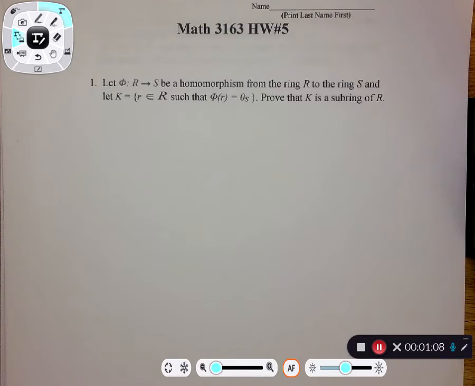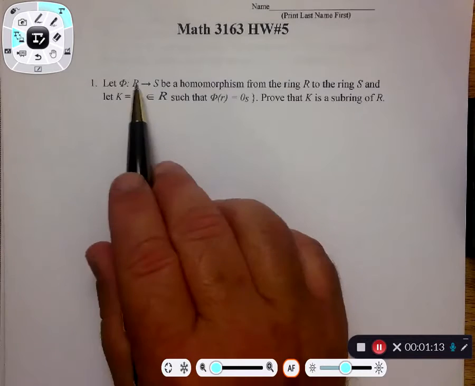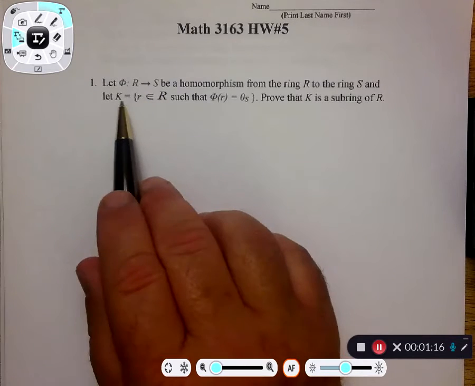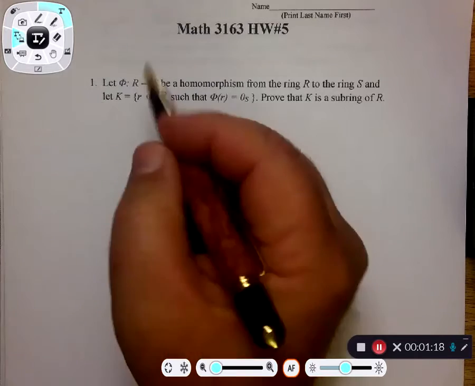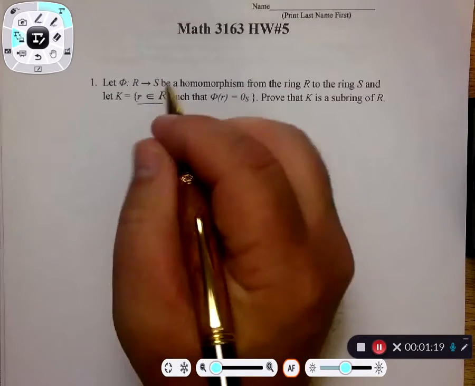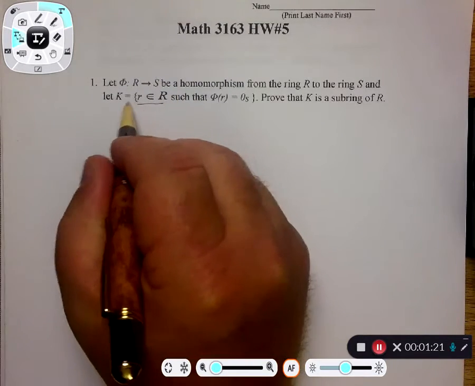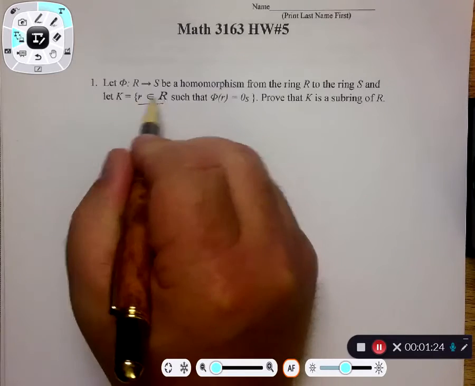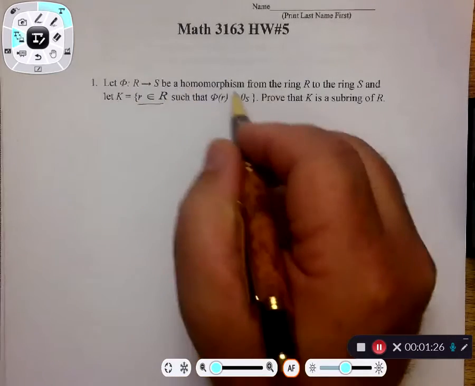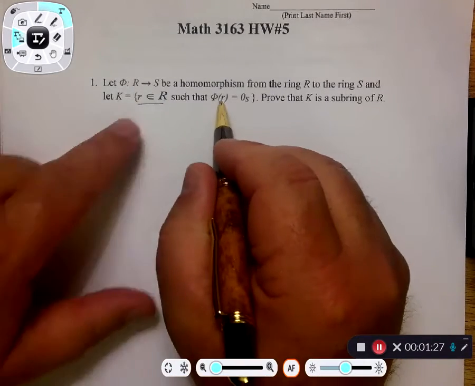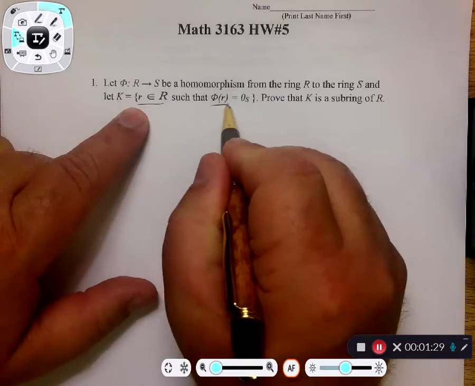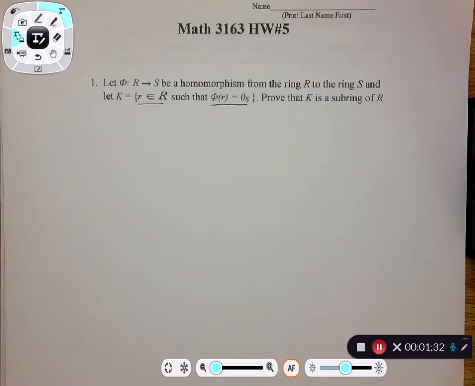The key is, first, you've got to pay attention to the set that you're talking about. We were given R and S are rings, and K are the elements, and this first part is where you come from. So to be in K, you had to come from R. Little r is an element of big R, and this is the property you have: it's the same element, phi of r is equal to 0 in S.